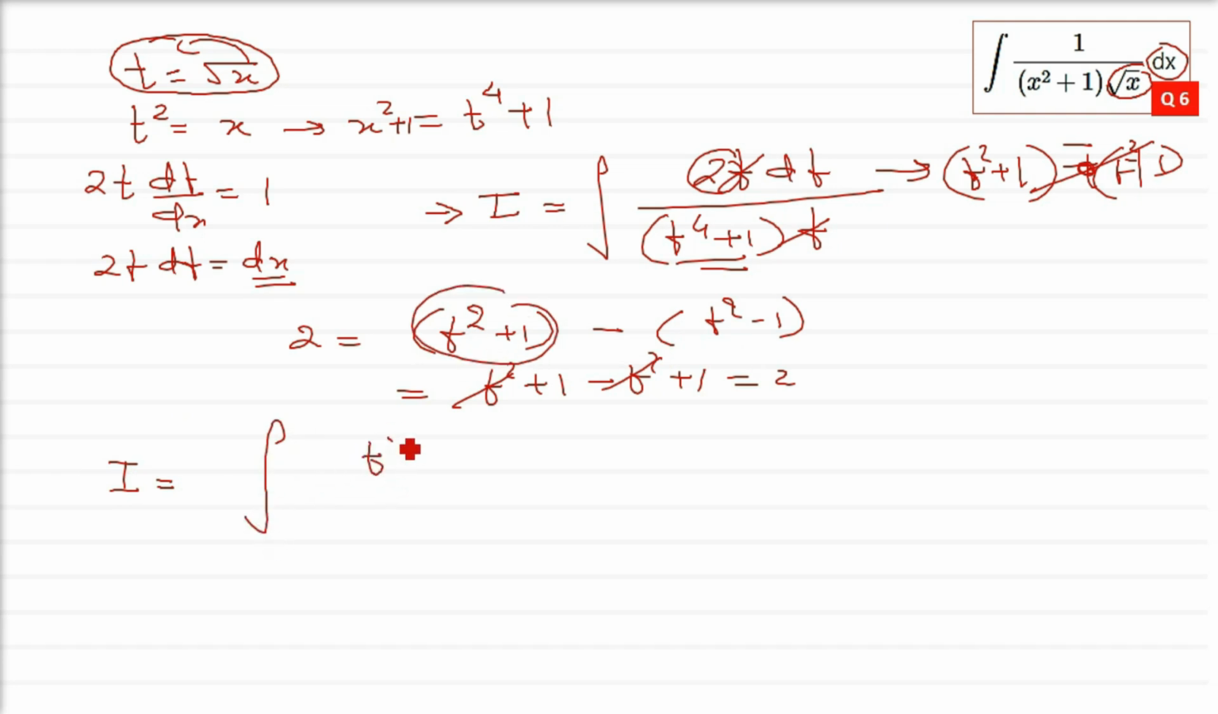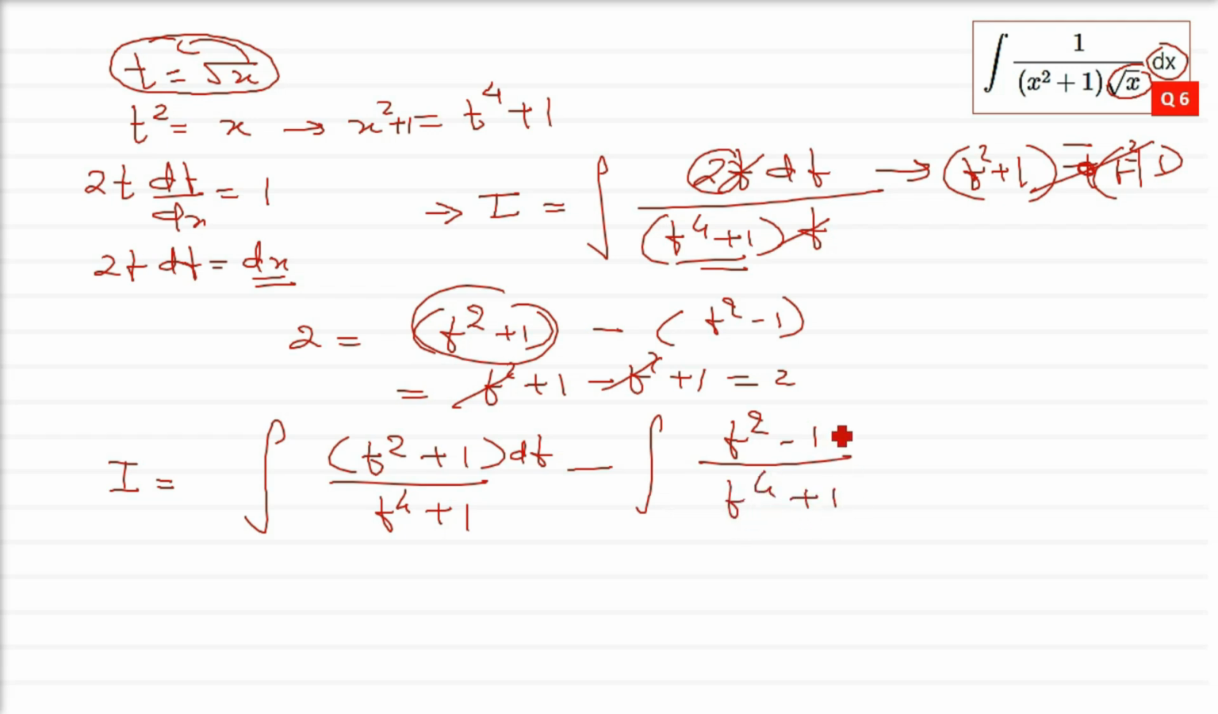T square plus 1 first, and denominator will be t raised 4 plus 1. Then you have a minus here. Dt is always with the integration sign. Dx and dt is always there. So this will be t square minus 1 divided by t raised 4 plus 1 dt. Now next step is quite clear to you. T square plus 1 divided by t raised 4 plus 1 already done. T square minus 1 divided by t raised 4 plus 1 already done.